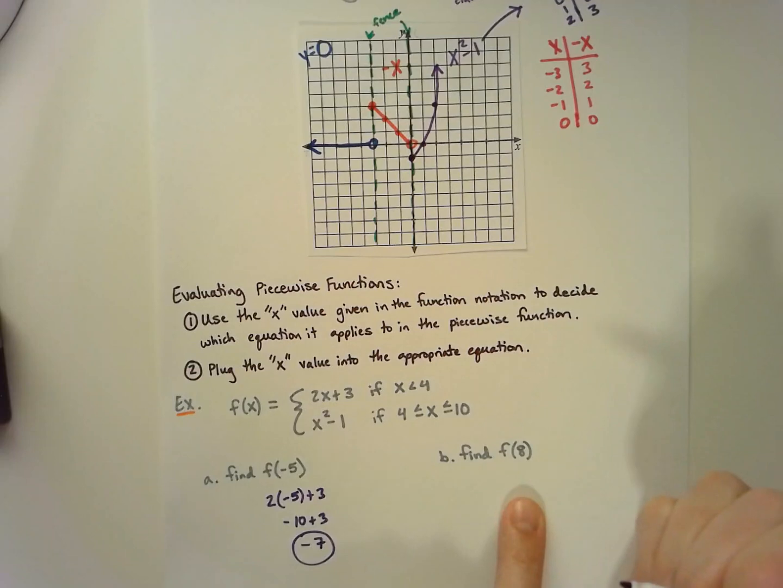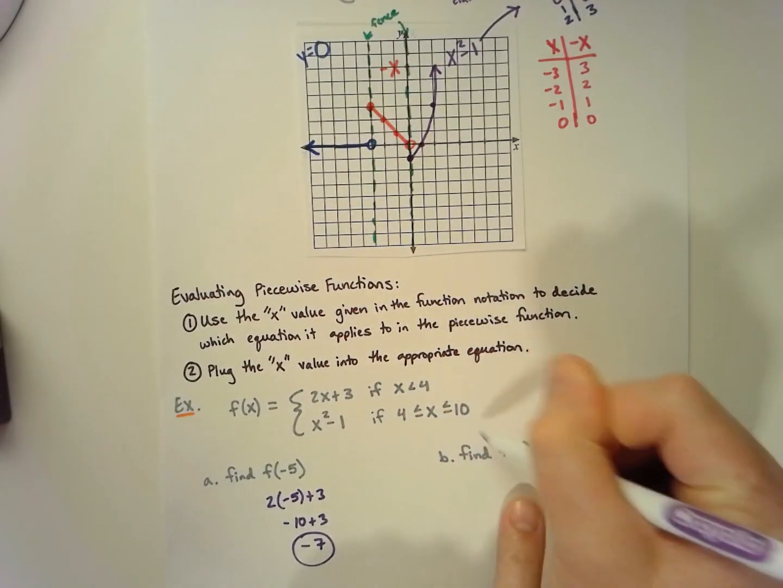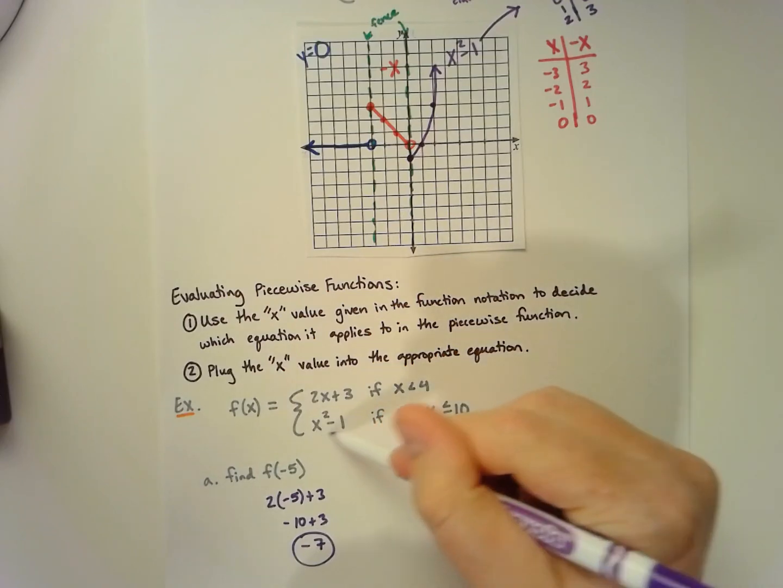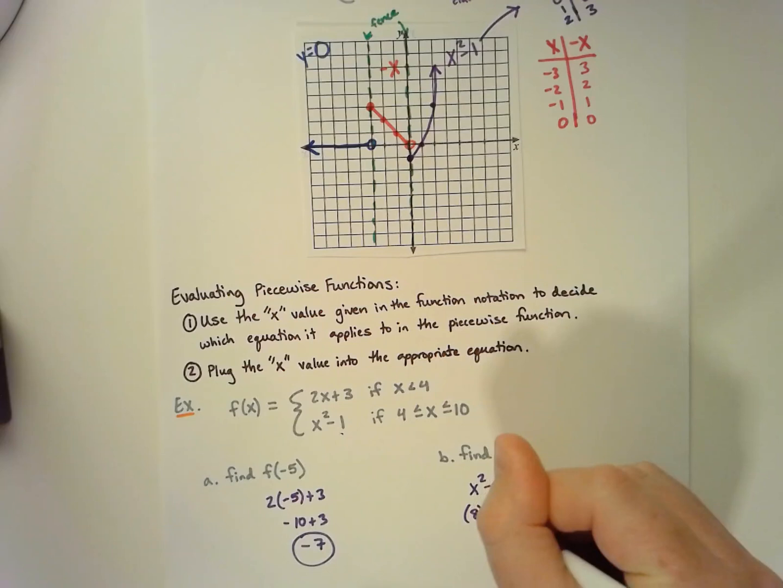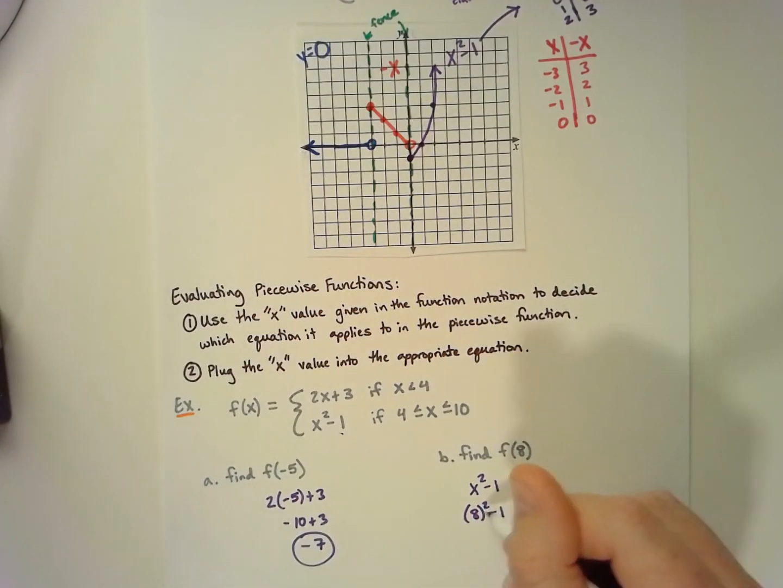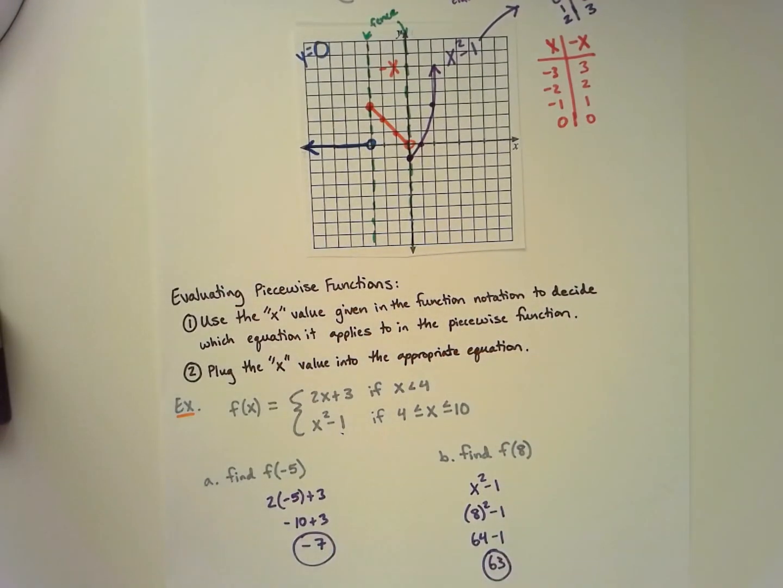So for f of 8, 8 would fall between 4 and 10. So in this example, x squared minus 1 would be your appropriate equation. And then you just plug 8 into that. So you get 8 squared minus 1 is 64 minus 1, which is 63. All right, so that's it for piecewise.